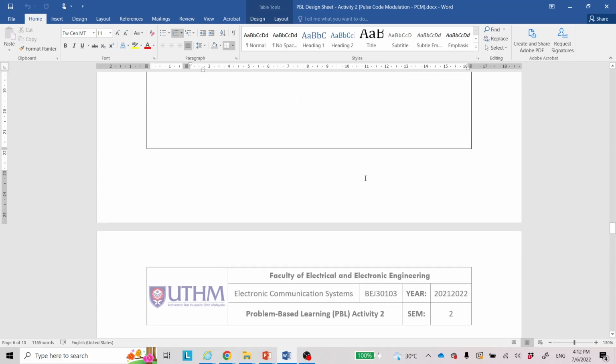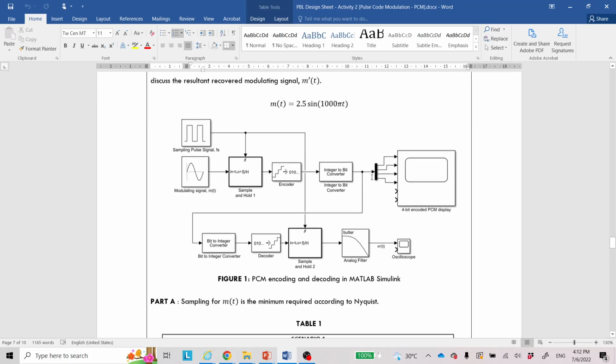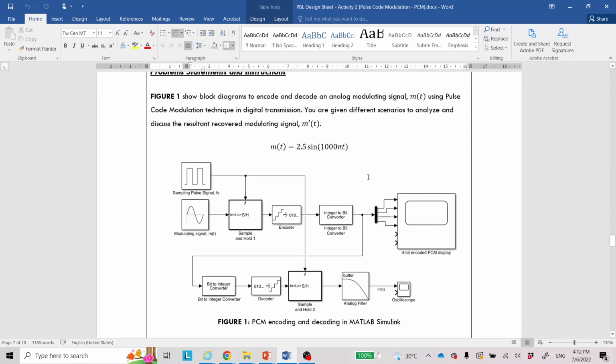Okay, so this task 2 requires you to use a MATLAB. Okay, I hope that you can find the MATLAB. You can download the MATLAB from the MathWorks website for free using your student account. You can register MathWorks using your UTHM account, and you can download for free the MATLAB.